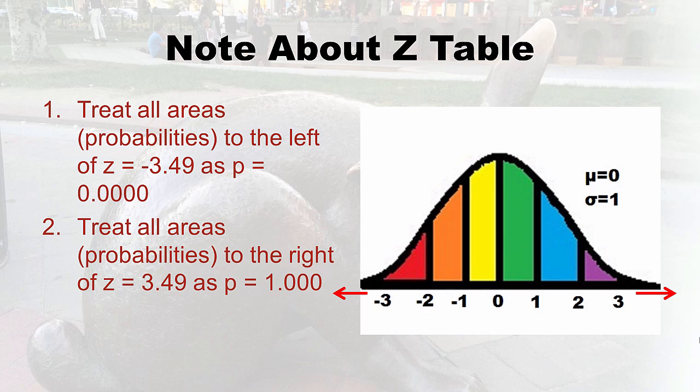As I mentioned before, but I'll mention again, you're supposed to treat all probabilities to the left of z equals negative 3.49 as p equals 0. So I showed you what negative 3.49 looks like in the z table. It's like 0.0002. Well, there's not much smaller than that. So if you actually calculate a z and you get like negative 4, just say the p is 0. Then the second thing is treat all areas or probabilities to the right of z equals 3.49 as p equals 1 or 100%. So as you can imagine, 3.49, that's at the top of the curve. So if you calculate a z and you get like a 5, you can just assume that's 100%, or 1.